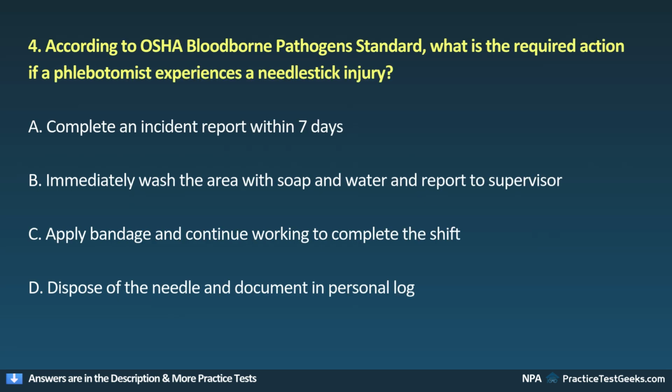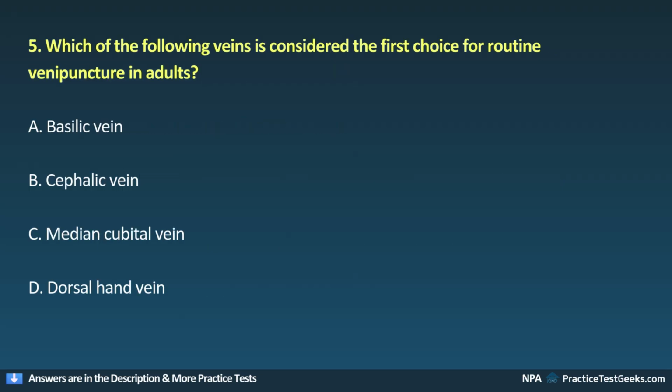4. According to OSHA bloodborne pathogens standard, what is the required action if a phlebotomist experiences a needle stick injury? A. Complete an incident report within 7 days. B. Immediately wash the area with soap and water and report to supervisor. C. Apply bandage and continue working to complete the shift. D. Dispose of the needle and document in personal log.